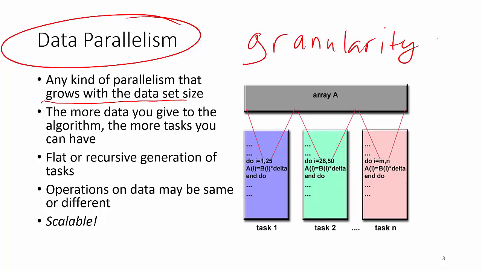Operations on the data in each task could be the same, but they can also be different. The important thing here is the parallelism grows with the data set size. That is what defines data parallelism here. And again, I want to reinforce that data parallelism is the best kind of parallelism because this is a scalable kind of parallelism. The more data you bring to the algorithm, the more parallelism you have.